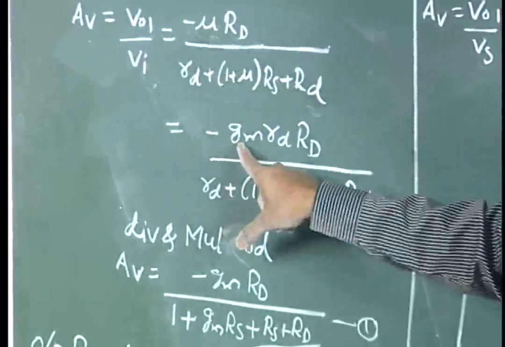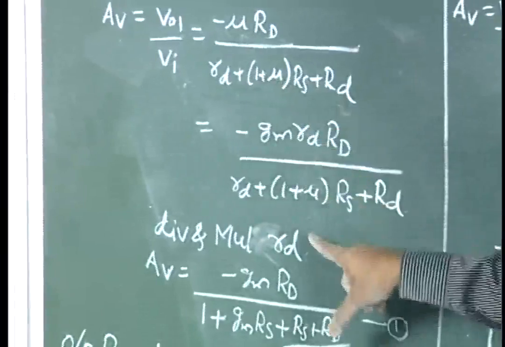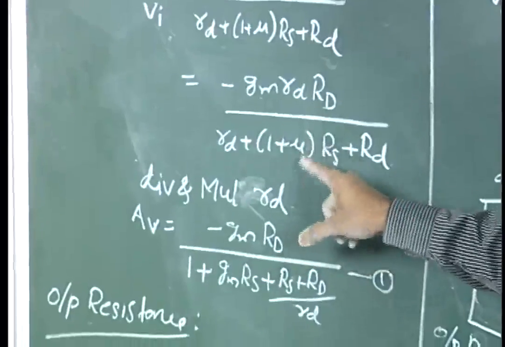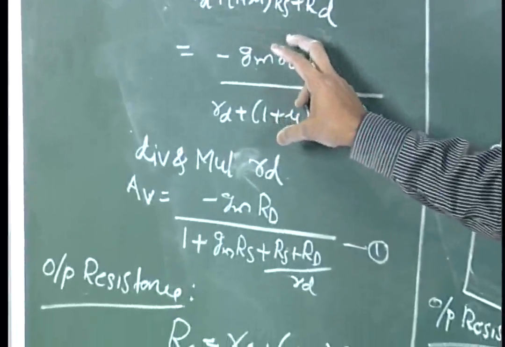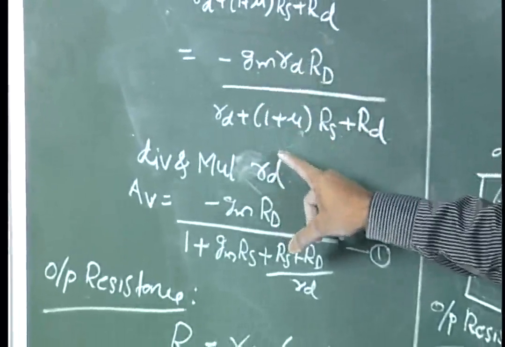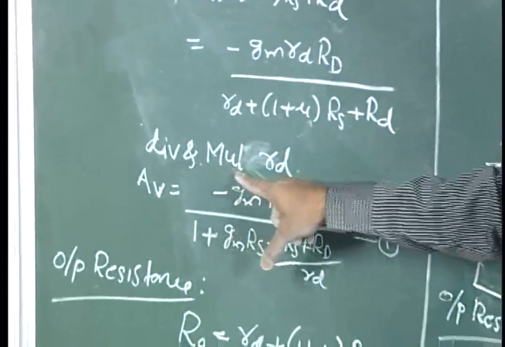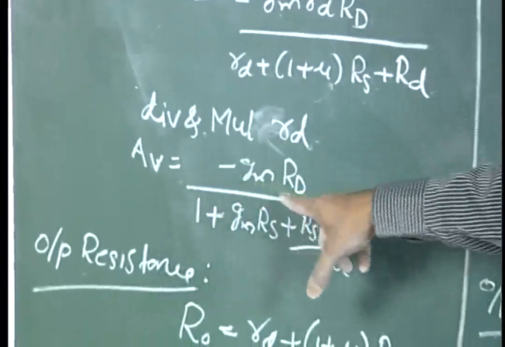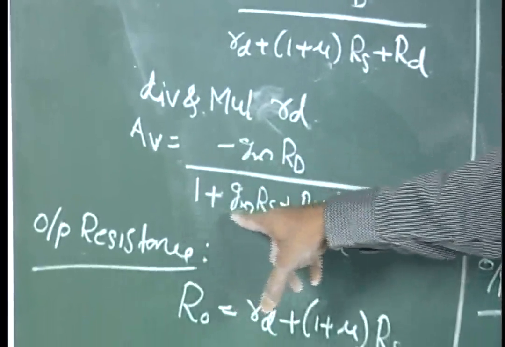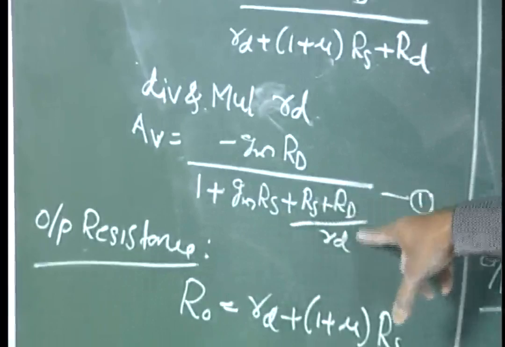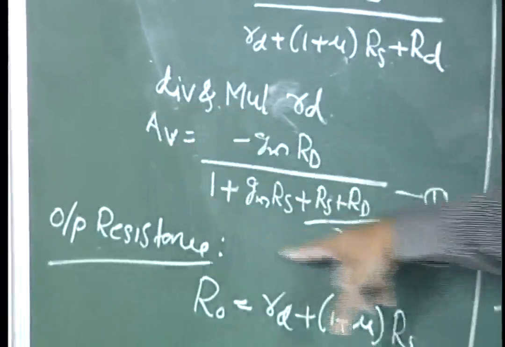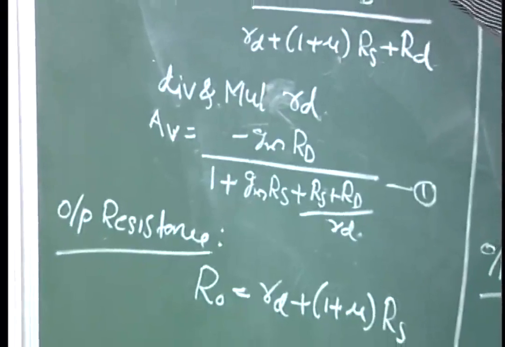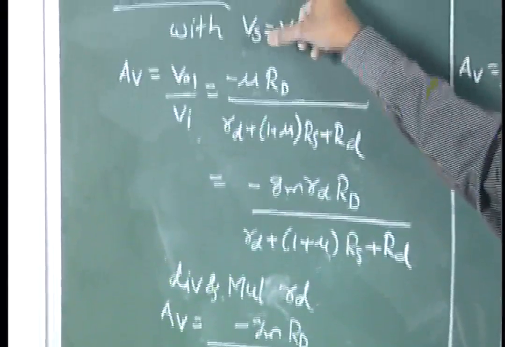So mu is equal to gm Rd, and the same is represented in the case of mu also. Now to get a simplified form, it has been multiplied and divided by Rd. So just multiplying and dividing this expression by Rd, the voltage gain will be obtained as minus gm Rd by 1 plus gm Rs plus Rs plus Rd by Rd. So it is an expression which is obtained for voltage gain whenever the sources Vs and Va are maintained at 0 for the case of common source amplifier.